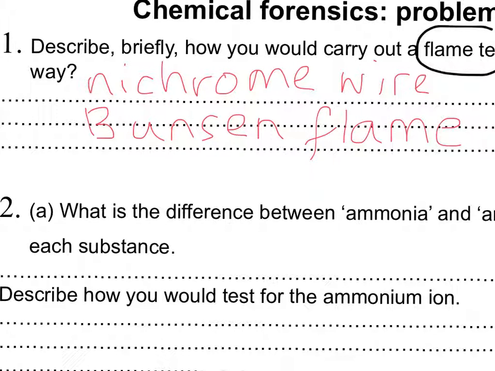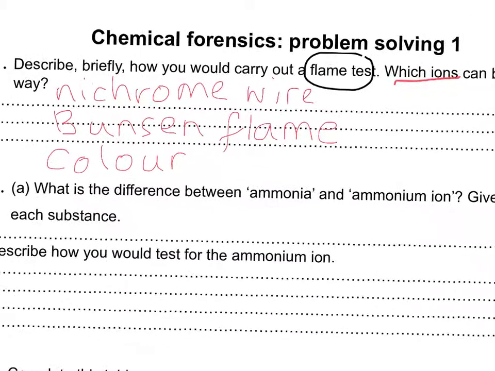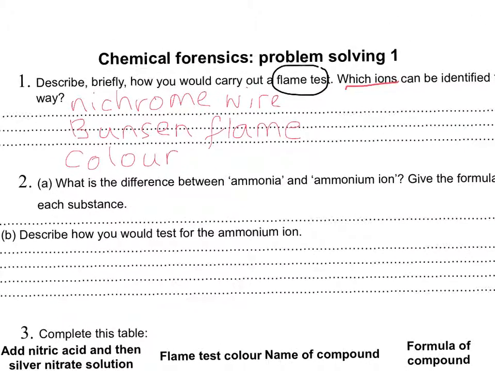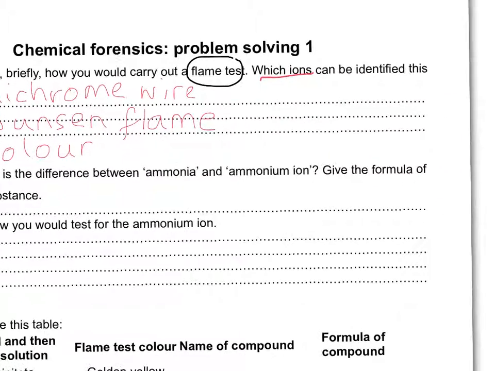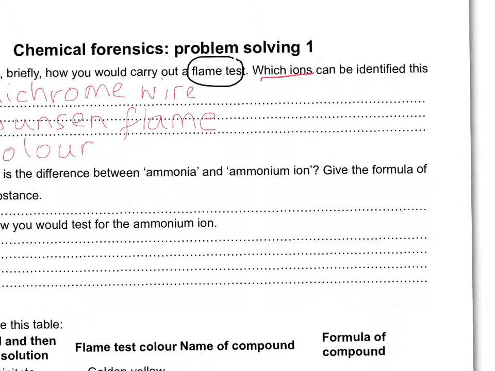Another thing that a lot of you missed out was saying that then you see a colour in the flame, because it's the difference in colour that enables you to identify the different substances. The second part of the question said, which ions can be identified this way? Some of you just said cations, but not all cations could be identified, and some of you listed the ones that you need to know.